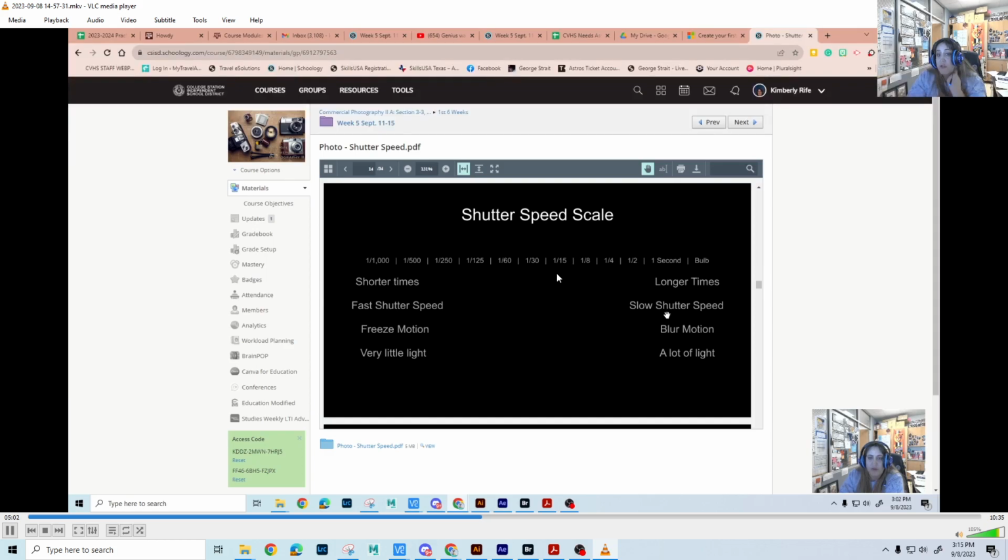So this is our chart for the week. So 1/1000th, 500th, 250th, all the way up to 1 second of bulb. Your shutter times are going to be for 1/1000th, fast shutter speed, freeze motion, very little light's getting in your camera. Your 1 second to your bulb and higher are going to be longer. Slow shutter speeds, motion blur or blur motion, a lot of light is needed.